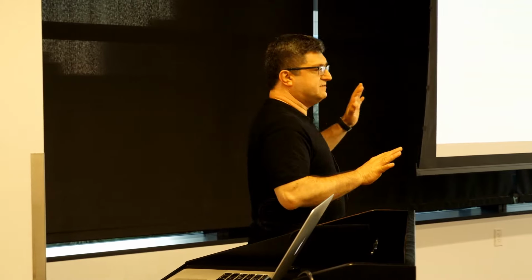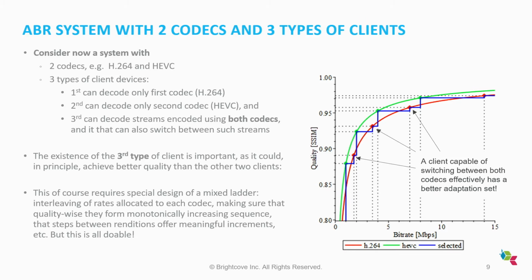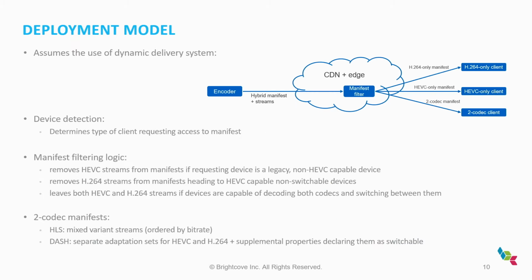Okay, I just wanted to make sure we understand what I'm talking about. There is a way to create two ladders jointly such that there will be intermediate points allowing clients that can switch between codecs to operate more efficiently. And if we start exploiting this property, where can we go, and what would be the effects?